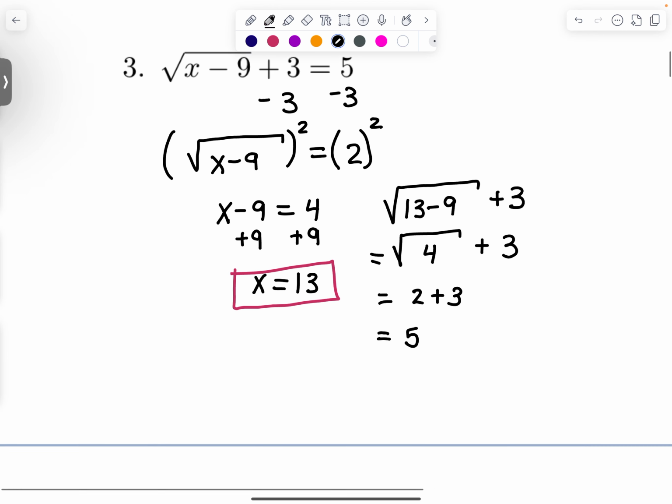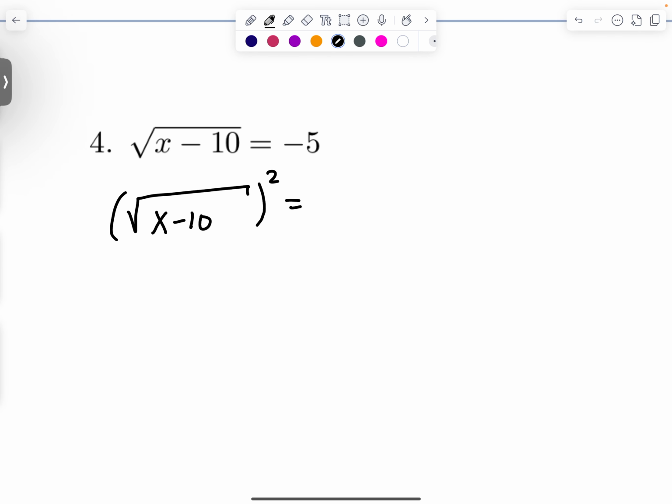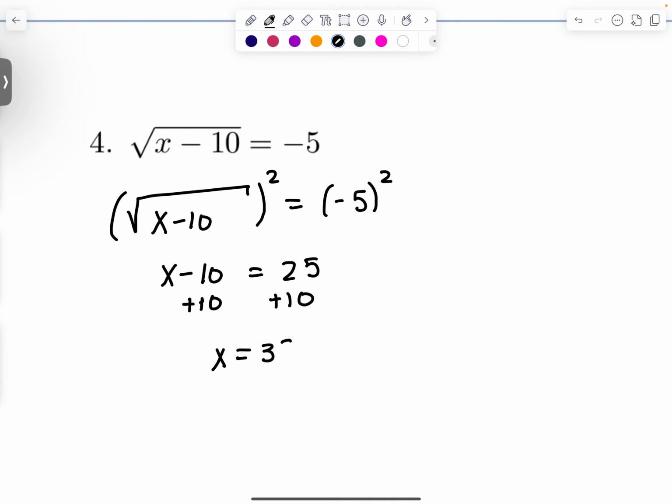All right, last problem I'm going to go over. Square root of x minus 10 equals negative 5. First thing I'm going to do is square both sides of the equation. So I have the square root of x minus 10, squared, equals negative 5 squared. So then I'm left with x minus 10 equals 25. All right, now I have x on the left side and a 10. I want to move that 10 over, so I'm going to add 10 to both sides. So I get x equals 35.